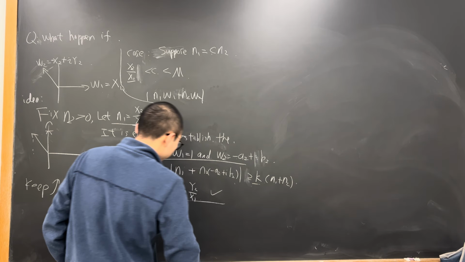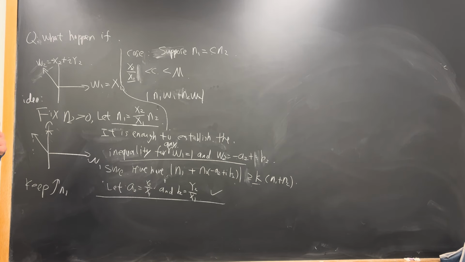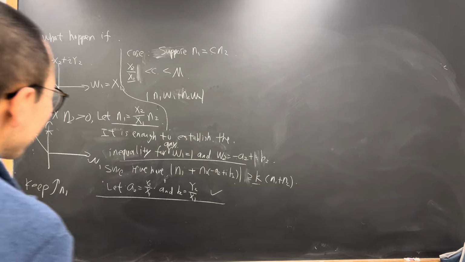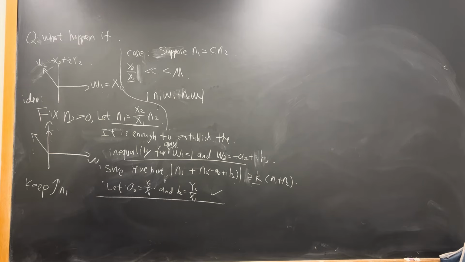So right now the question becomes what happens if this W1 is equal to 1, and this W2 is any arbitrary negative A2 plus IB2, right?